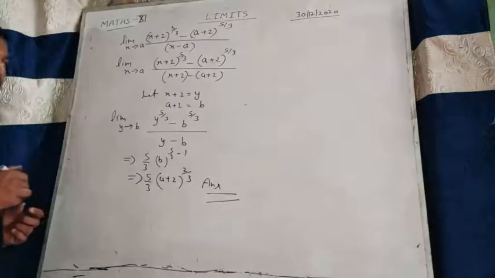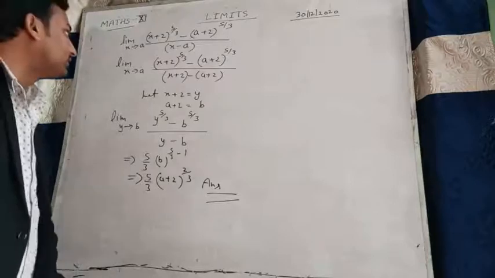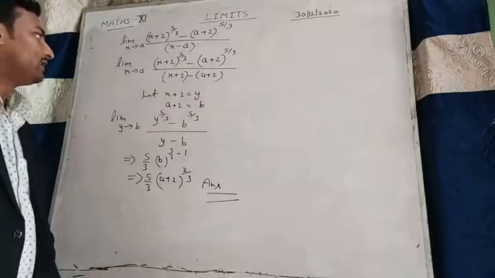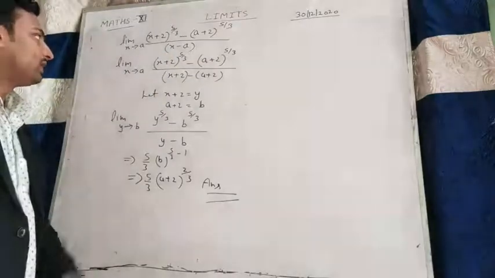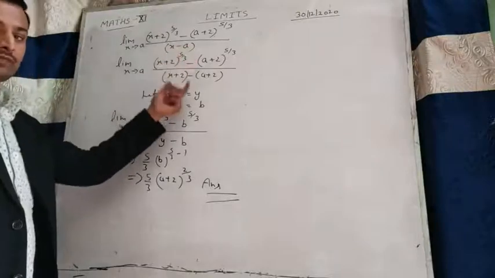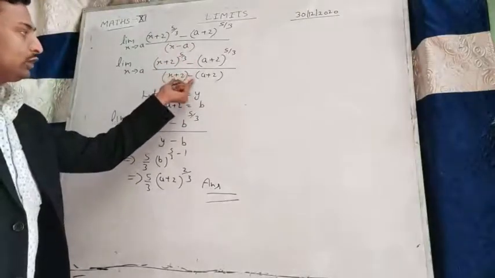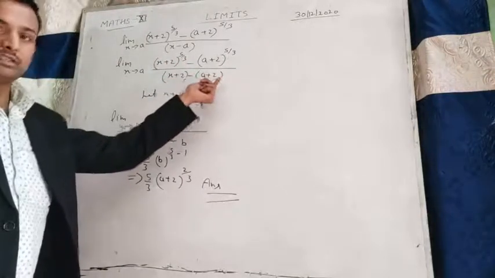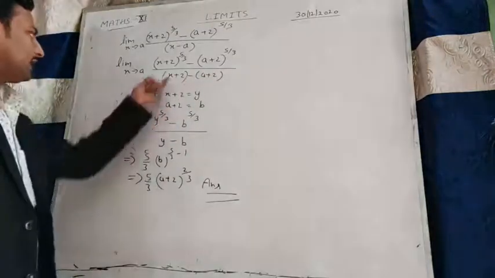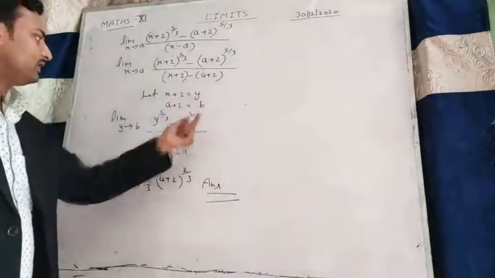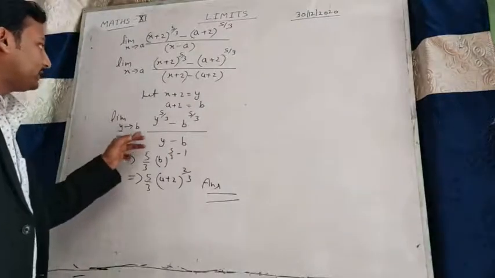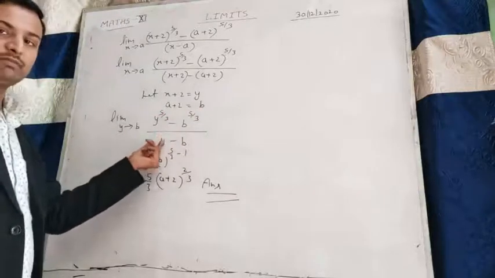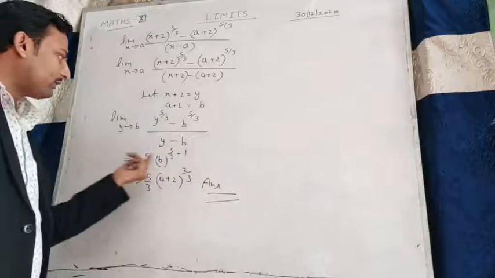I hope you understand. Let's see once again what we have done in this question. This is limit x tends to a, (x plus 2) to the power 5 by 3 minus (a plus 2) to the power 5 by 3, divided by x minus a. First of all, we made the denominator also like the numerator. We added plus 2 and subtracted 2, and took this as y and this as b. So limit y tends to b, y to the power 5 by 3 minus b to the power 5 by 3 divided by y minus b. And this is our standard result.